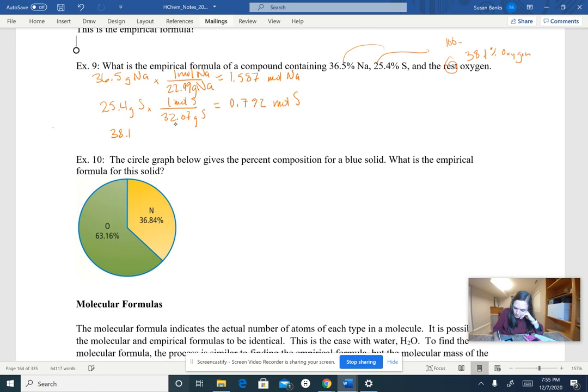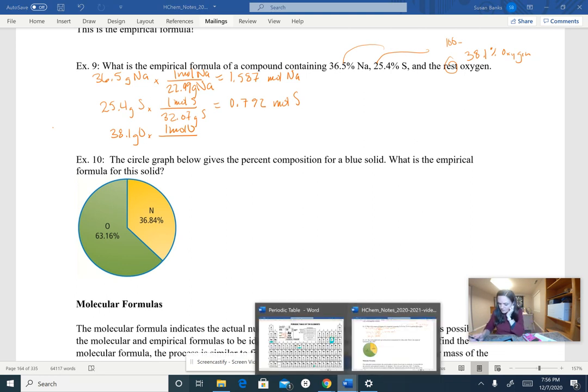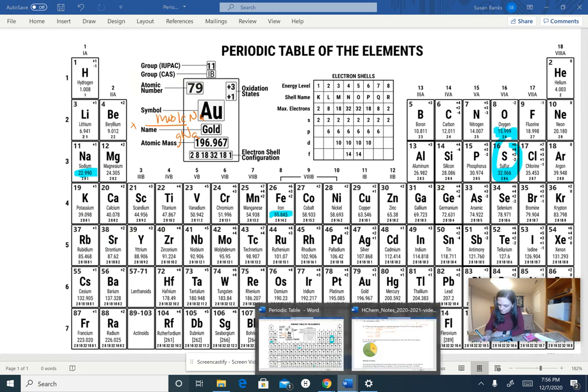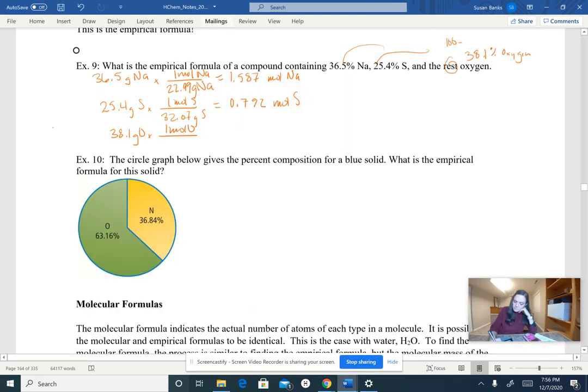And then we're going to do oxygen. So 38.1 grams of oxygen. And in 1 mole of oxygen, let's look up the mass of oxygen again. Oxygen, 15.999, we'll round to 16.0. Hopefully you have some of these memorized by now. 16.00 grams of oxygen is what we're going to divide by. So 38.1 divided by 16.0 gives us 2.381 moles of oxygen.